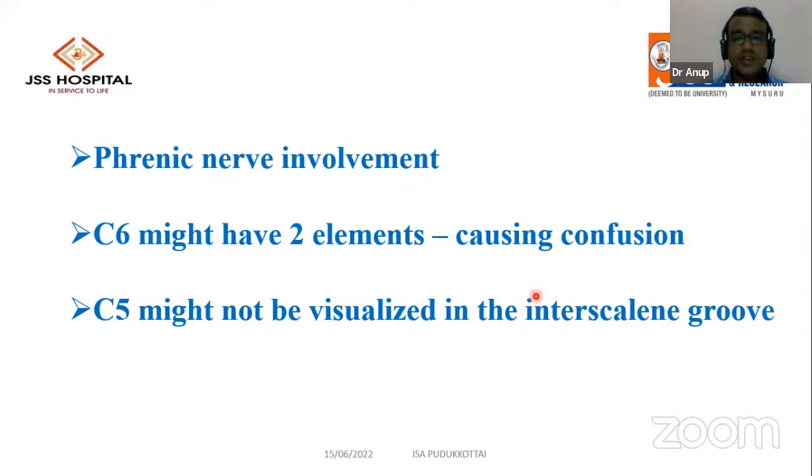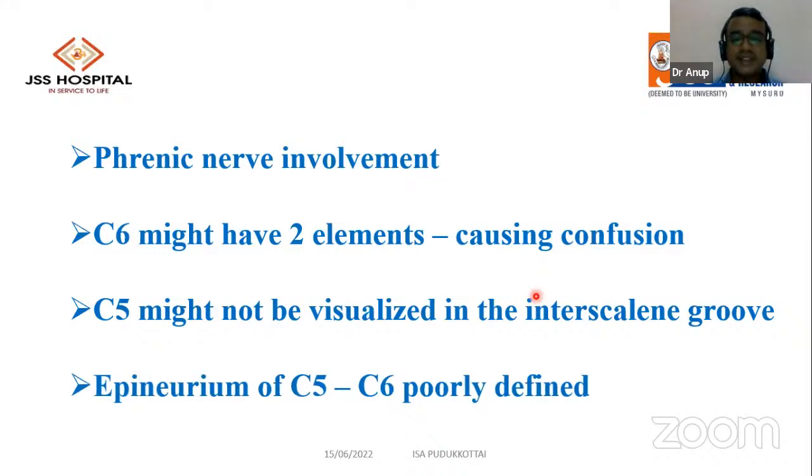Then anatomical variations of C5 roots are also common, because sometimes the C5 root might not be visualized in the interscalene groove at all. It will be lying over the anterior scalene muscle. But if we move the probe a little down, then it invariably converges with C6 to form the upper trunk, which is a more prominent structure.